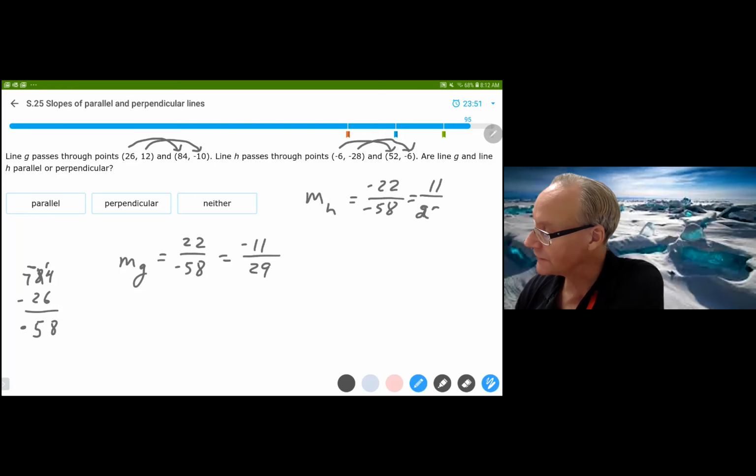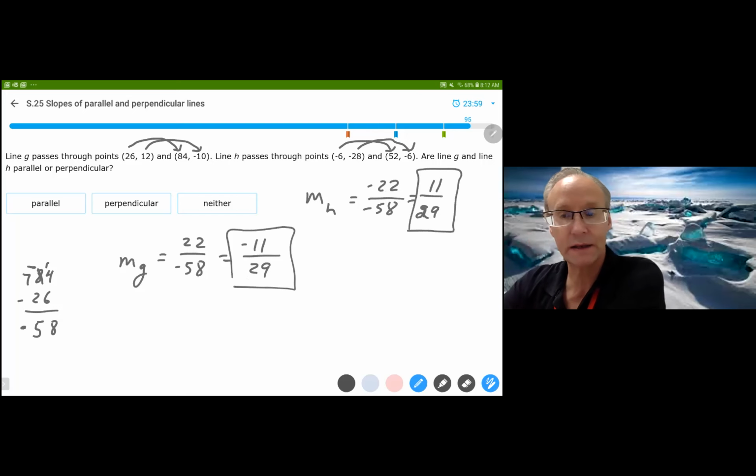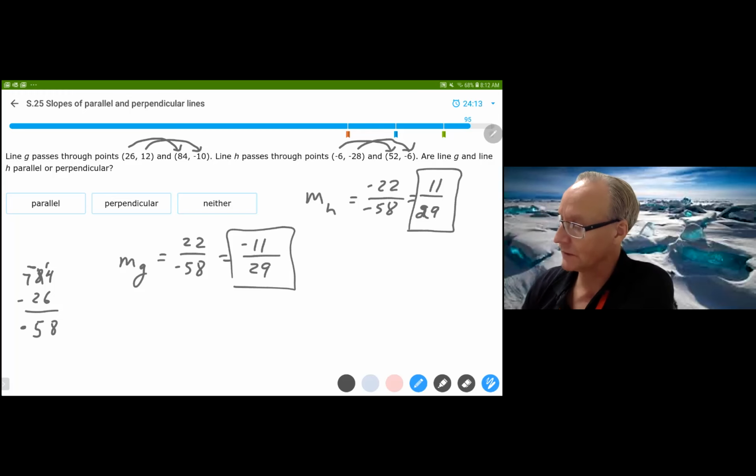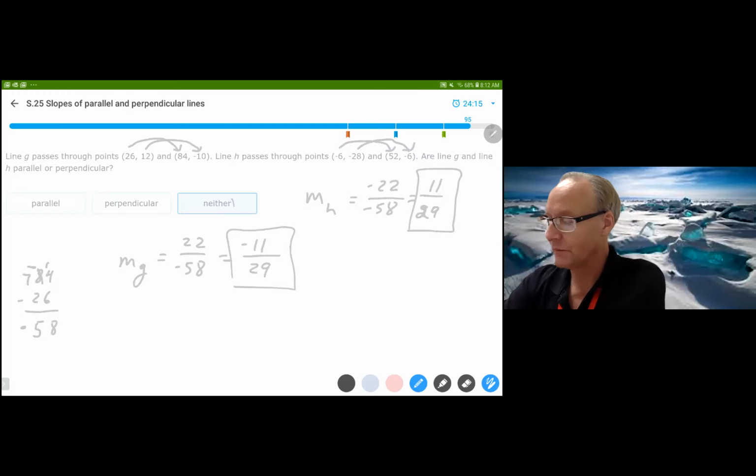Man, they are really trying to trick you, aren't they? Notice they are negatives, but they're not negative reciprocals. If you multiply these together, you do not get negative 1. They are neither. They are intersecting, by the way. Anytime you have different slopes, they intersect. But one's negative, one's positive, but they're not negative reciprocals, which would make them perpendicular. This is neither. Be careful.